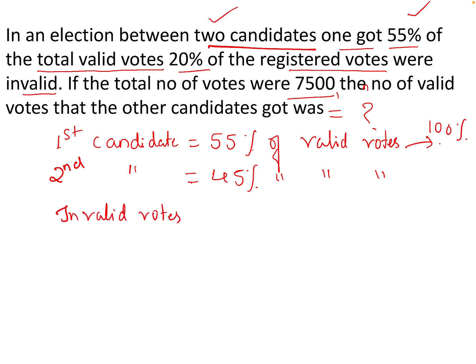Invalid votes are 20%. Registered votes are nothing but polled votes, the votes which are cast. So polled votes are how much? 7,500. They are saying if the total number of votes is 7,500, the total number of votes is nothing but the votes given by the people, that is polled votes. If polled votes are 7,500, then the total number of valid votes the second candidate got is how much?